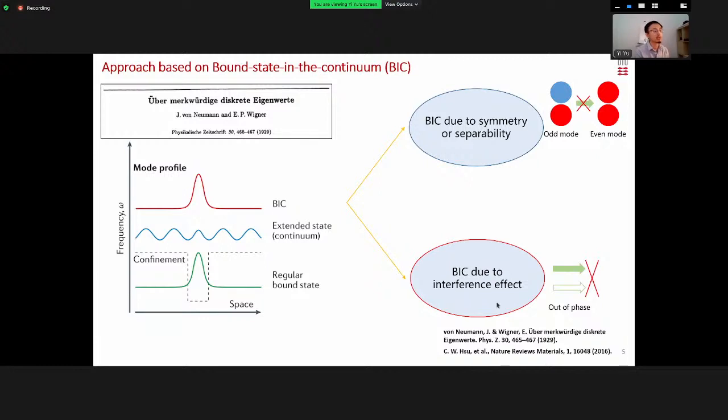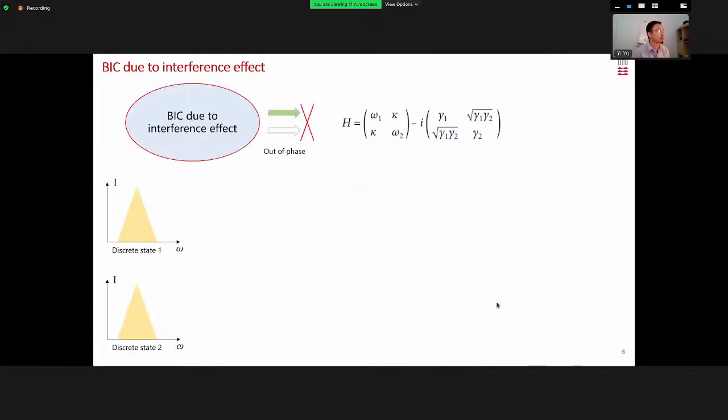Another case is that BIC can be formed by an interference effect. For example, you have two fields with similar amplitudes but out of phase, and then the radiation in the far field gets canceled. A specific example is that we can have two discrete states. These two discrete states can interact directly, or indirectly, for example, through a continuum state. In this case, the Hamiltonian of the system can be written like this, and we can see that if the resonances of the two states, omega 1 and omega 2, are the same, and the damping rates of the modes, gamma 1 and gamma 2, can be balanced by their coupling rate, that is the square root of gamma 1 gamma 2, then if we diagonalize the system, we get the two eigenstates of the system.